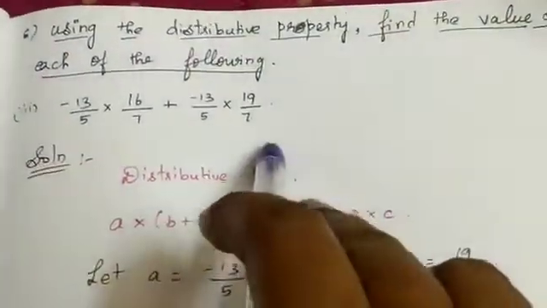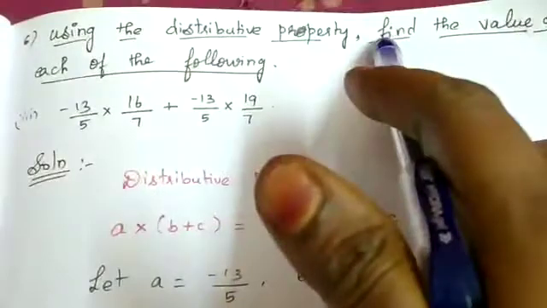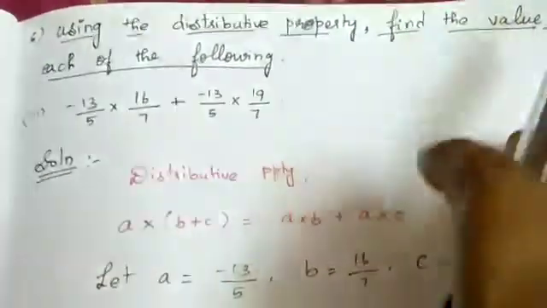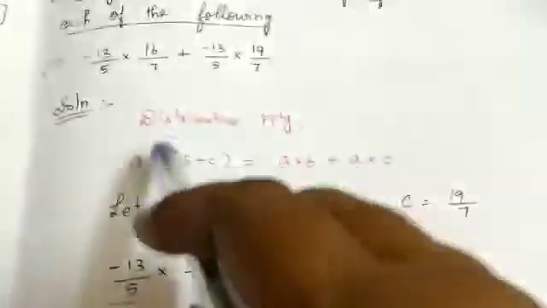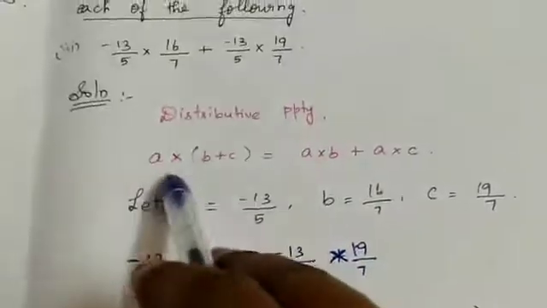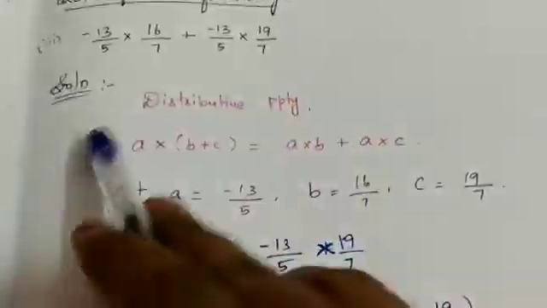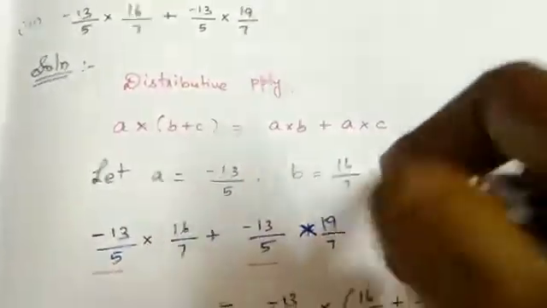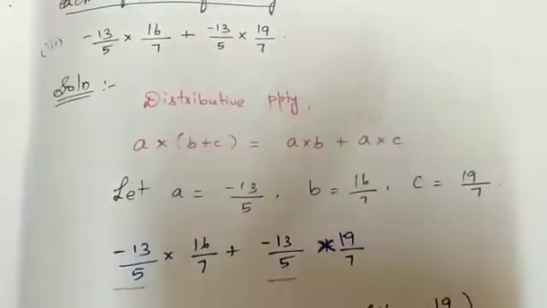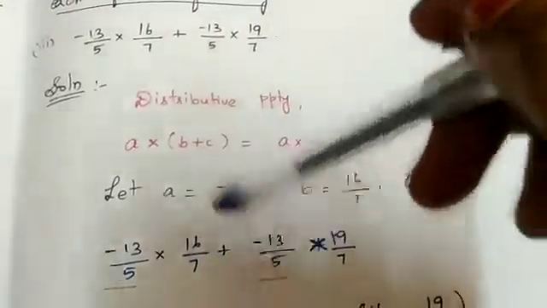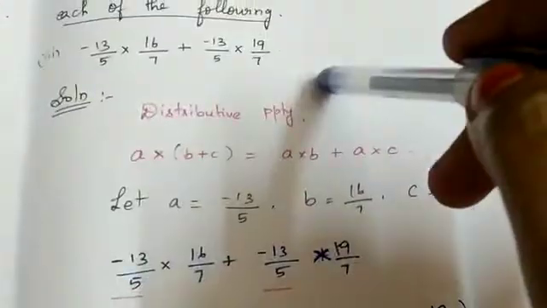So the question is given: using the distributive property, find the answer easily. First of all, the distributive property is written as A into (B plus C) is equal to A into B plus A into C. This is the distributive property. Using this property to find the value, first of all you take this question.